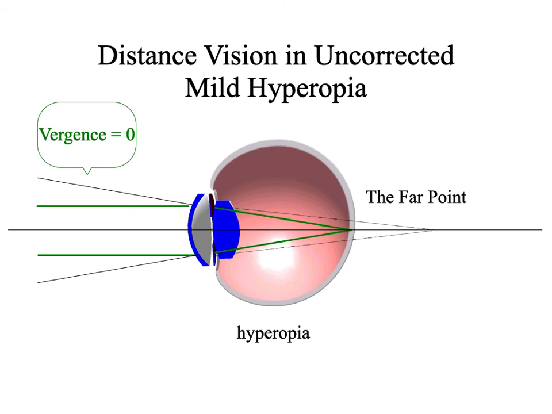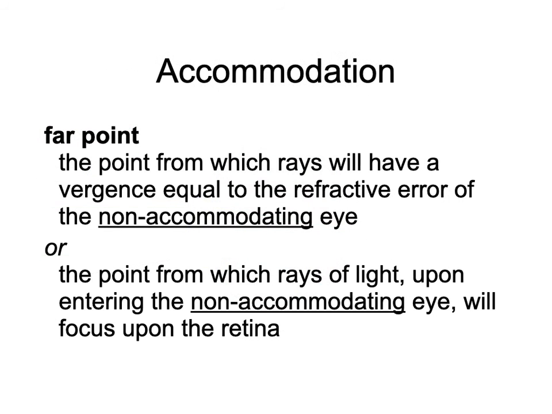Okay. Distance vision in an uncorrected mild hyperope. The mild hyperope is going to accommodate a little bit in order to overcome the hyperopia. So, words. The far point, the point from which rays of light will have a divergence equal to the refractive error of the non-accommodating eye, if we assume accommodation occurs at the surface of the cornea. That's an assumption that this makes. Or it is the point at which rays of light upon entering the non-accommodating eye will focus upon the retina.